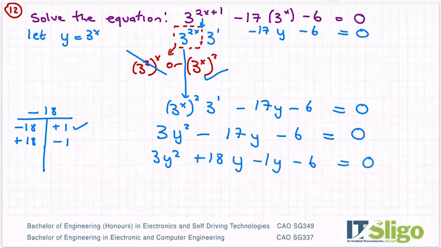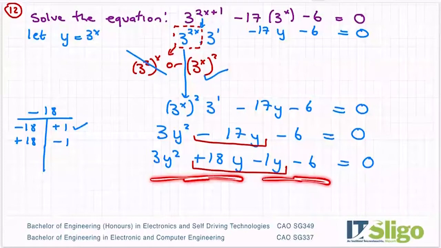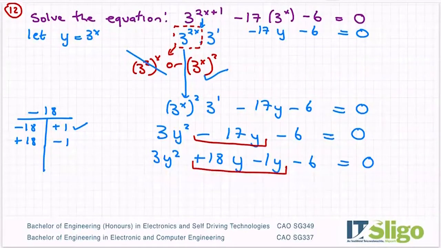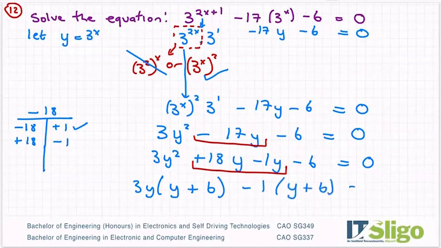Okay, so what's happening here is that instead of the minus 17y, I'm using plus 18y minus 1y, which I took from here, to rewrite minus 17. And then I use grouping. So I group the first two together and the end two together. So it's 3y on the outside, y plus 6 on the inside. And here I'll subtract out the minus 1, y plus 6 equals 0.